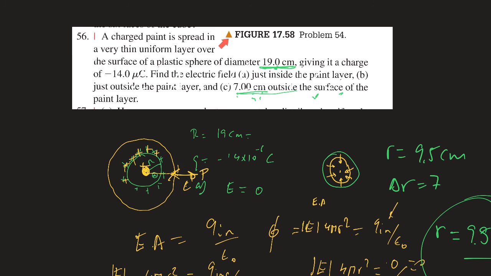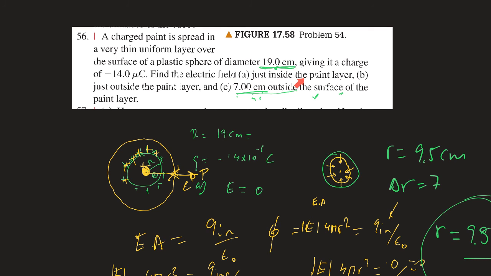So let's say that you have a plastic surface, a sphere. This is the sphere, the green one. In the green one there is a positive charge, and the diameter is 19 centimeters, giving a charge of minus 9 coulombs. Sorry that I drew a positive charge, it's minus 9 coulombs. So correct, this is minus 14 times 10 to the minus 6 coulomb. Find the electric field just inside the plastic layer.